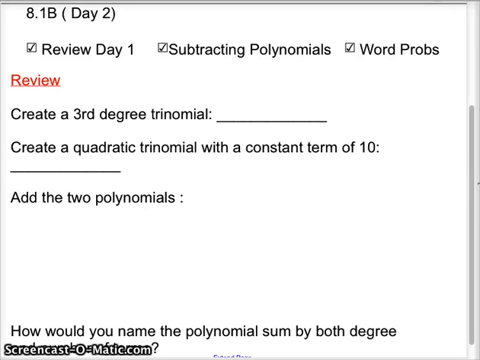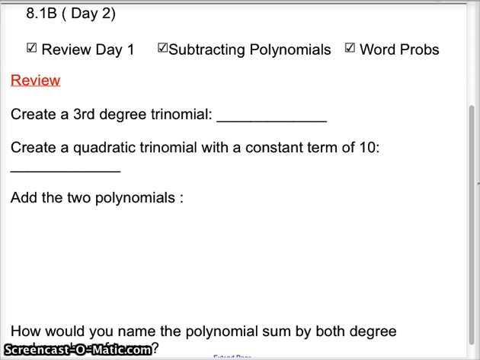Welcome back, class, for the second half of the first notes. So today, we are going to continue on. Instead of focusing on merely vocabulary and addition, we're going to move on and deal with subtracting these polynomials. To make sure we remember our terminology though, we're going to do a really quick review.